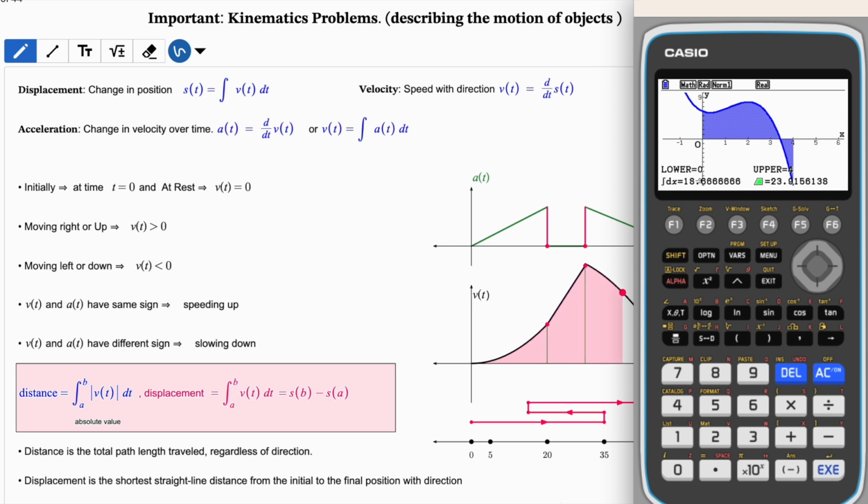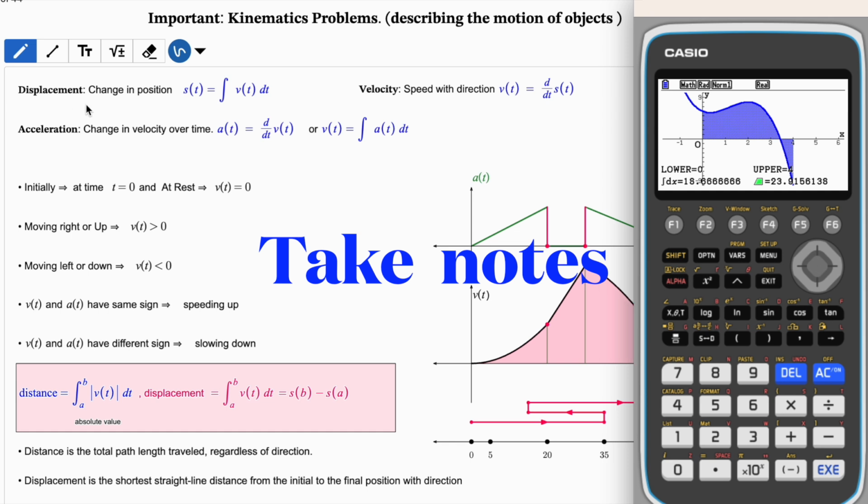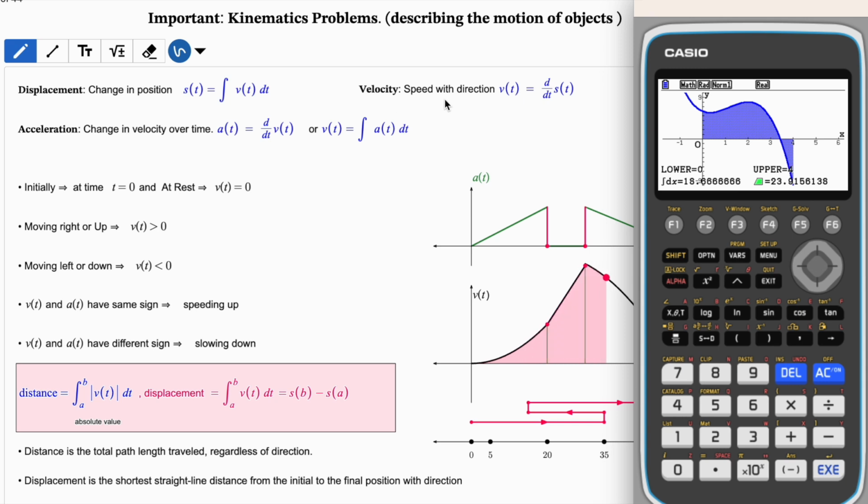So before we start kinematics problems in the GDC, I would like you to know about these key terms, which are displacement, change in position, and in calculus we represent as integral of velocity time graph. And if it is a velocity, then it is definitely speed with direction, and it is the rate of change of displacement. There is one more, which is acceleration, and it is known as change in the velocity over time. And in calculus we represent this as a rate of change of velocity.